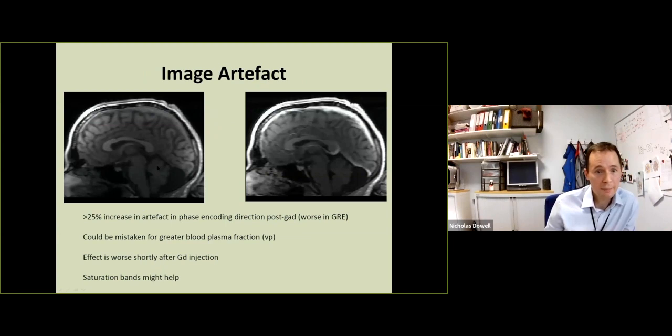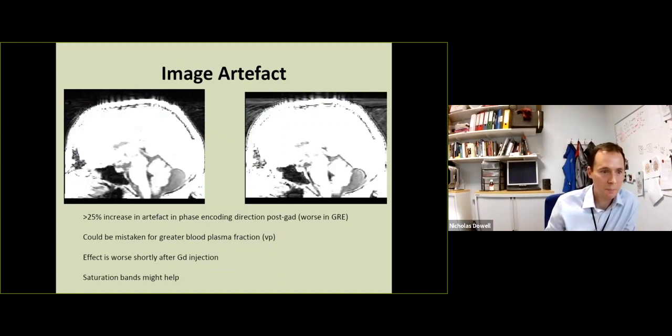Another problem is image artifacts. So here are two images, pre-gadolinium and post-gadolinium. And you can see post-gadolinium, we have this really bright vein here. And this brings with it lots of image artifacts, which you can't really see here. But if I turn up the brightness like this, you can see it's really bright in the brain now, as you'd expect. But what we're really looking at is the noise.